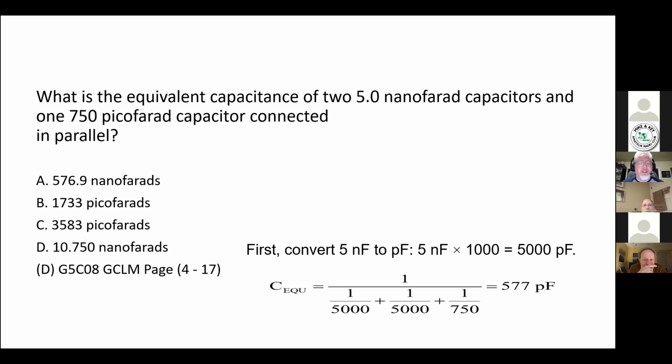Delta is correct. So you first need to convert those 5 nanofarads to picofarads. That would give you 5,000 picofarads. And then you take each one of those and add them into the 750 over 1, which gives you 577 picofarads. Wait, that's not right.